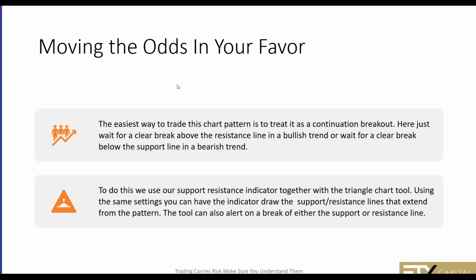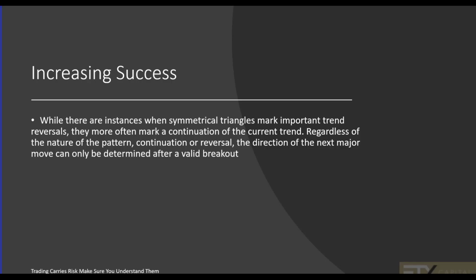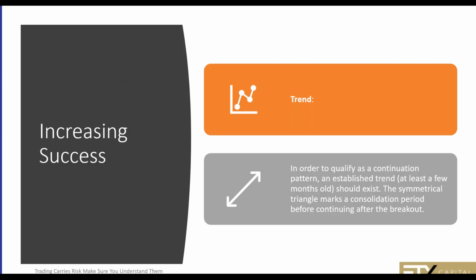So the easiest way to trade this chart pattern is to treat it as a continuation breakout. Okay. Here, just wait for a clear break above the resistance line in a bullish trend, or wait for a clear break below the support line in a bear. You need that 3 candles and volume. While there are instances when symmetrical triangles mark important trend reversals, they more often mark a continuation of the current trend. Regardless of the nature of the pattern, continuation or reversal, the direction of the next major move can only be determined after a valid breakout.